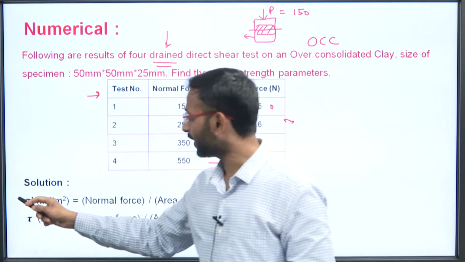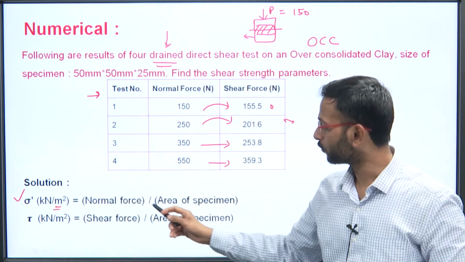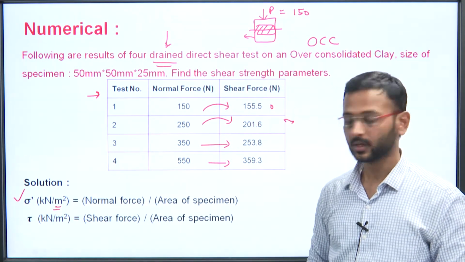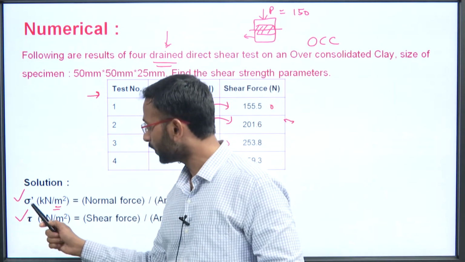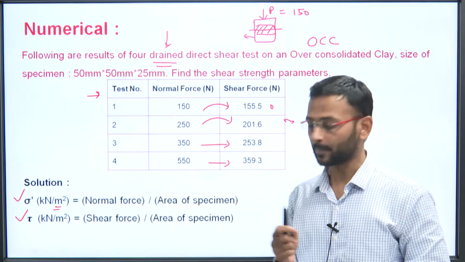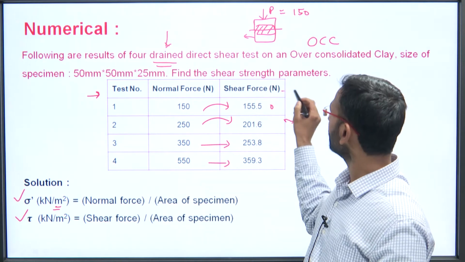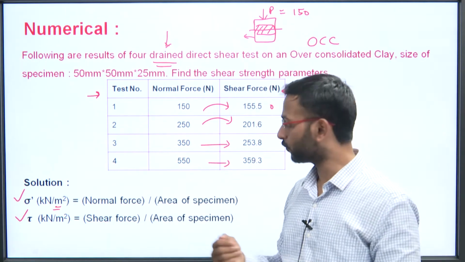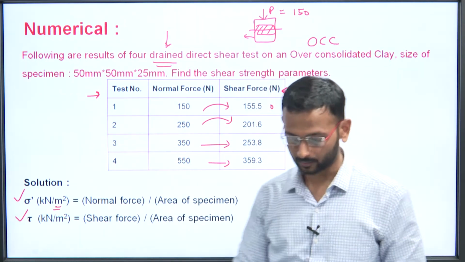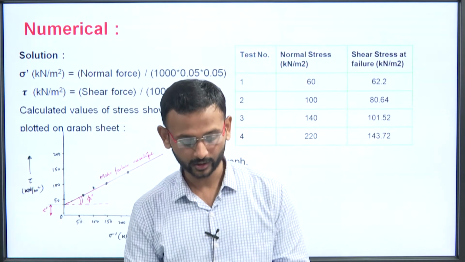So if you take sigma dash, what happens there? It is normal force per unit area of specimen, and similarly if you want to find the tau, that is the shear stress, you will be taking into consideration the shear force. So shear force upon area of specimen. So let us take a look here.